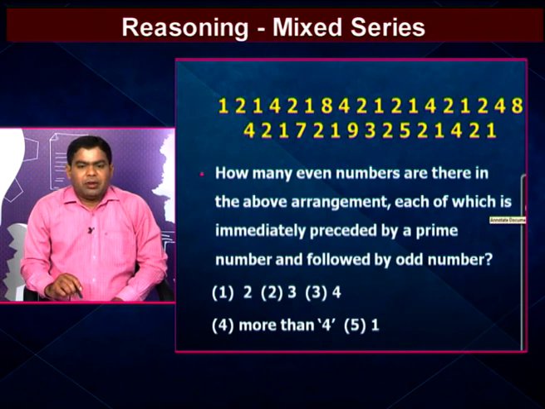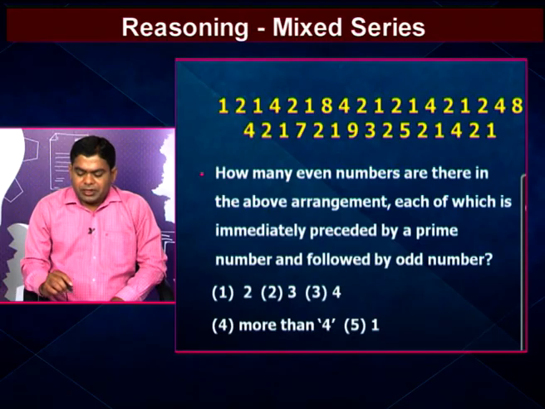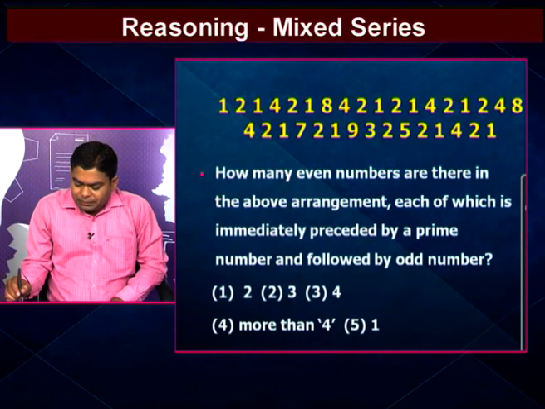Odd numbers are 1, 3, 5, 7. These are the odd numbers, and perfect squares are 1, 4, 9. And in our given series, perfect cubes are 1, 8. So here the question is asking about even numbers. That means first of all we take the even numbers.